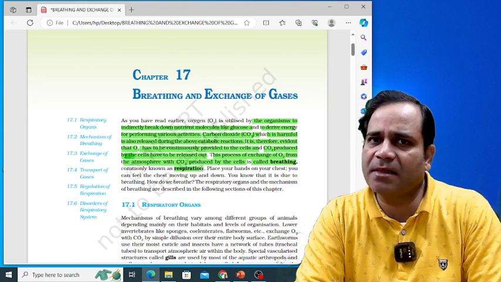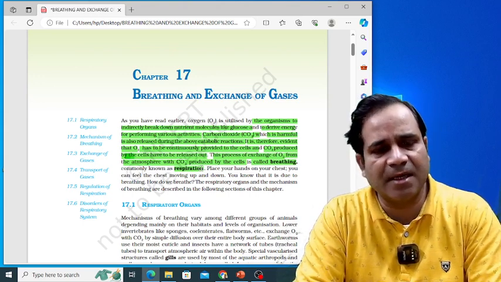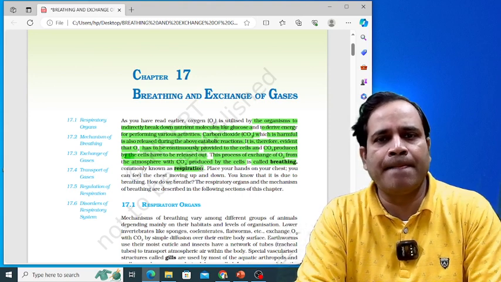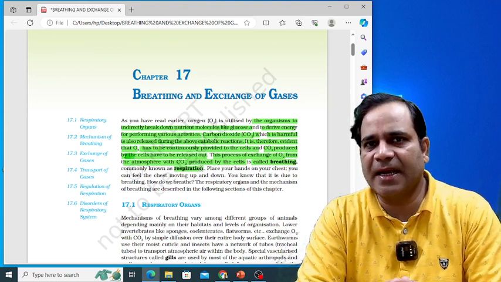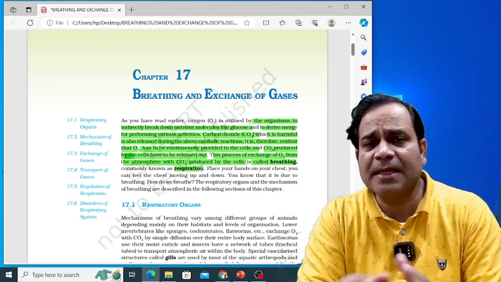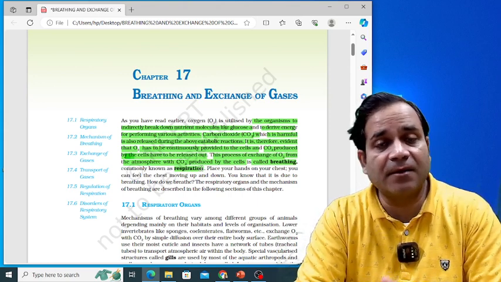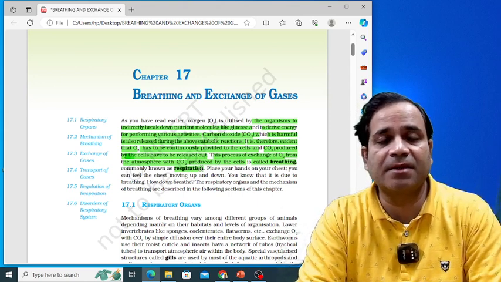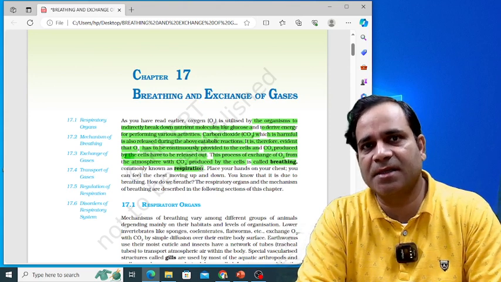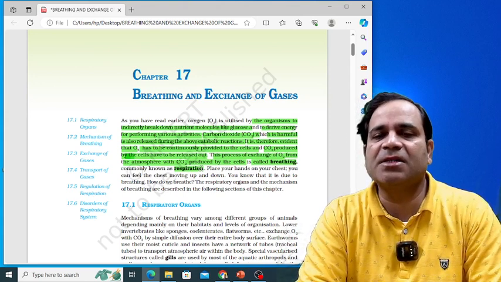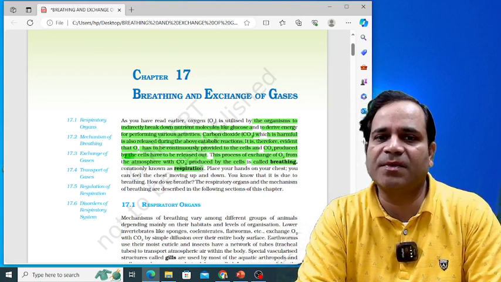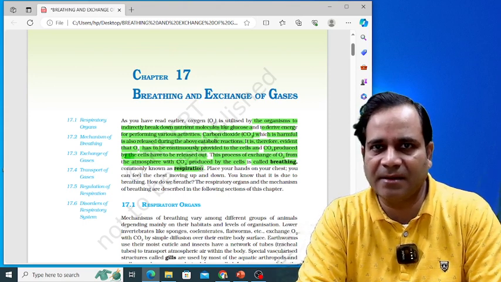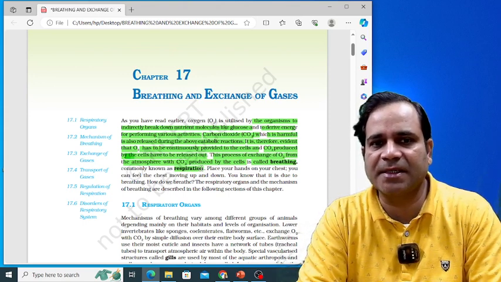Why am I saying this? Because during breathing only the exchange of gases will take place. But whenever I talk about the term respiration, it means the oxygen oxidizes the glucose to provide energy to the cell, my dear. Okay, this is very important to understand.